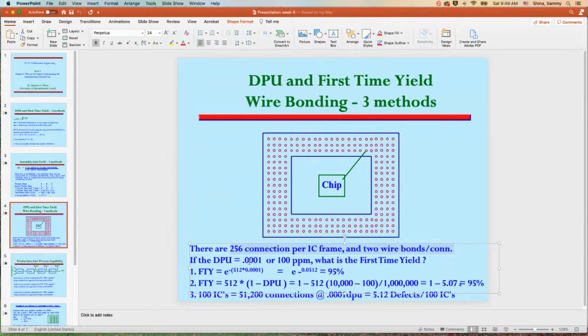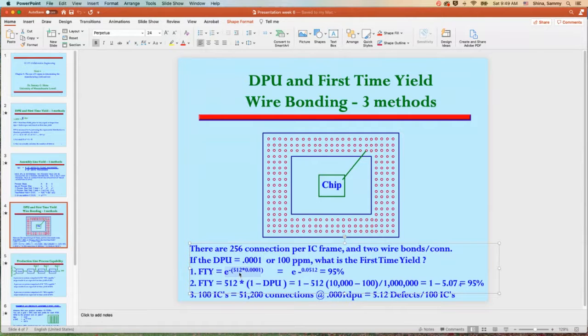So if the DPU is 1 in 1,000, I'm sorry, 1 in 10,000, which is 100 ppm, what is the first time yield of this operation? Okay, so if the yield per single operation is 100 ppm or 1 in 10,000 for wire bonding, what is the first time yield? So the first time yield is, according to our formula, E.